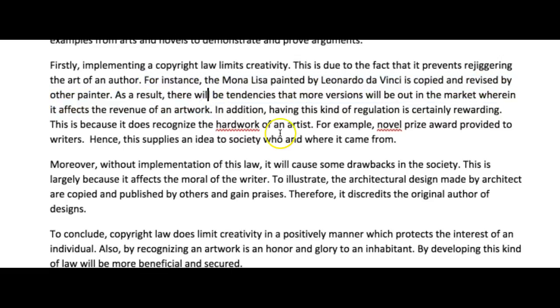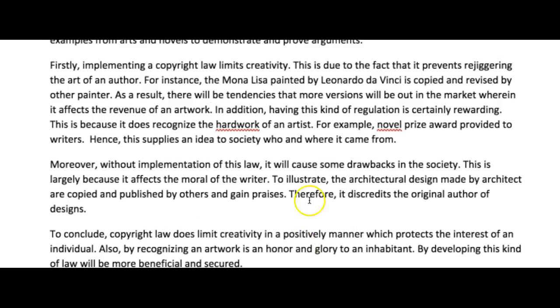In addition, having this kind of regulation is certainly rewarding. This is because, okay, so we need to follow the sentence guide structure, okay? We've got too many different points of view here. So here we're talking about the dangers if it's not followed, and then we're saying that it's rewarding, and then we're going to explain why it's rewarding. So don't do that. Let's just keep with the sentence guide structure. Even though it might be basic at first, that's fine. Later we'll work on improving it.